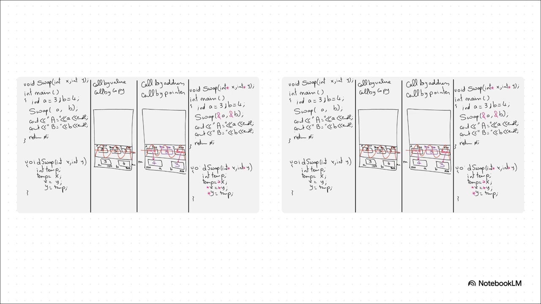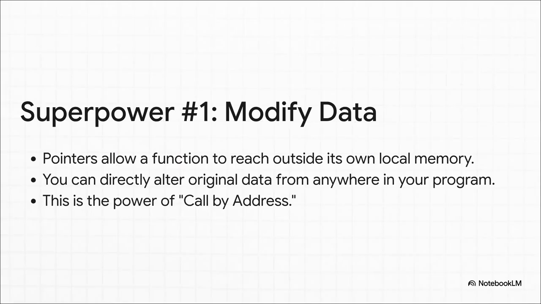Now look at the memory diagram. The pointers inside the function, x and y, aren't holding copies anymore. They're holding the exact location of our original variables. So when we use that little asterisk to dereference them, we're reaching right back into the main program's memory and swapping the originals. And this time, it actually works. And that, right there, is the first superpower of pointers. It's the ability for a function to reach outside its own little box, outside its own local memory, and directly change data anywhere in your program. It's how you write code that has a real, lasting impact.